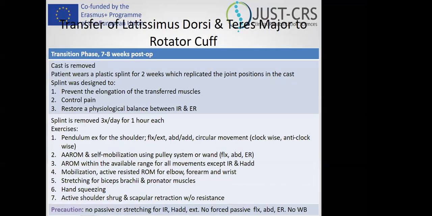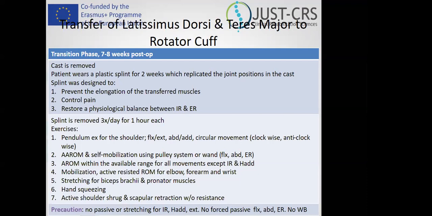The second phase, which is the transition phase, the most important one, is 7 to 8 weeks post-op. The cast is now removed, but the patient wears a plastic splint for 2 weeks, which replicates the joint positions in the cast. It is designed to prevent the elongation of the transferred muscles, control the pain, and restore the physiological balance between the internal rotation and external rotation. The splint is removed 3 times a day for 1 hour each, so a maximum of 3 hours.